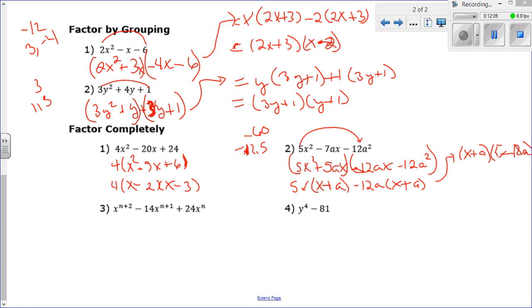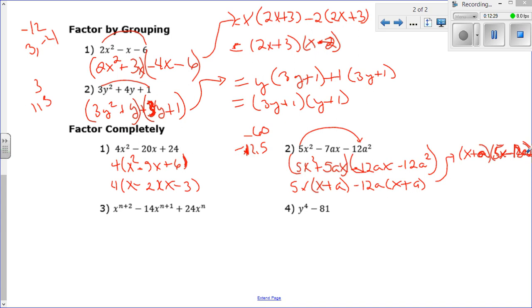Sorry about that. It's hard to read that a little bit. 5x minus 12a. That can't be factored again. I think I just put this one in here because it was a tough question with the x's and the a's.